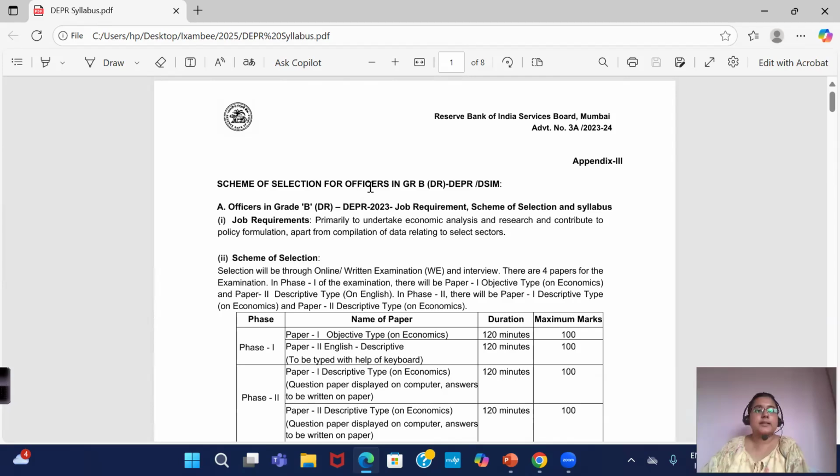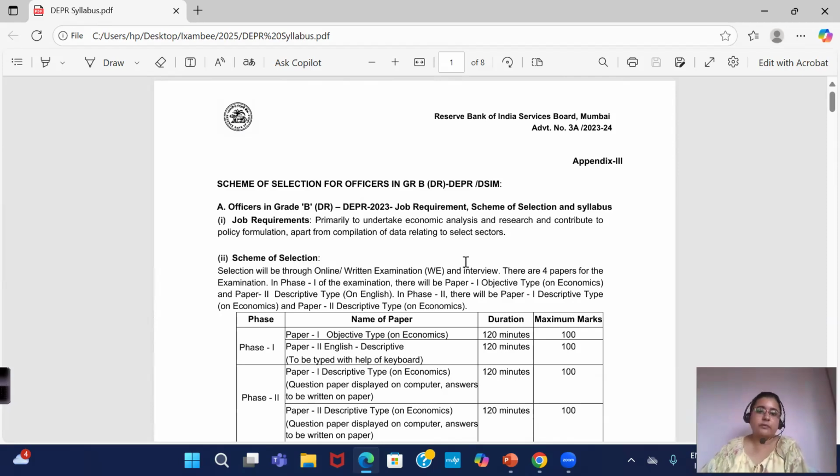So, what is the scheme of selection for the RBI Grade B officers? First of all, the selection will be through an online or written examination and an interview. So, you have a written examination and an interview. Majorly in this entire PDF, you will find WE as an abbreviation used for written examination, so don't get confused. Now, there are four papers for the examination.